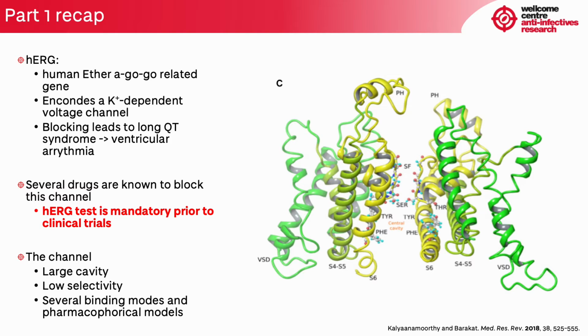As a quick recap, hERG is the human ether-a-go-go related gene. It is responsible for encoding a potassium voltage-gated channel, and blocking this channel leads to what we call long QT syndrome, which can lead to ventricular arrhythmia and possibly the death of the patient. Several drugs are known to block this channel, and because of that, testing any clinical candidate for hERG is mandatory. You cannot test any drug in humans without proving that the drug is not a hERG blocker.